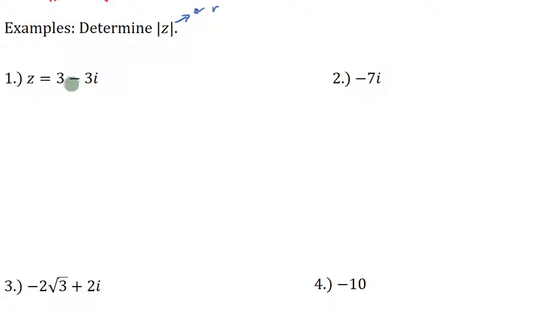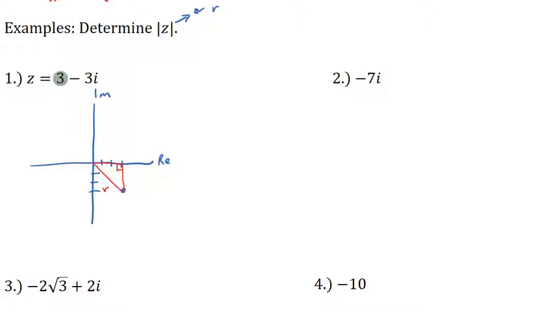So here, in this first example, 3 minus 3i, if I want to know how far this point is from the origin, why don't we just draw a picture? So here's my complex plane, my real axis, my imaginary axis. I go to positive 3 on the real, negative 3 on the imaginary, and my point's right here. If I want to know this distance, my r value, or modulus of z, that's the same thing, then I could easily set up a right triangle to figure it out.